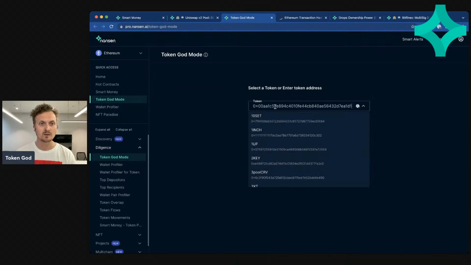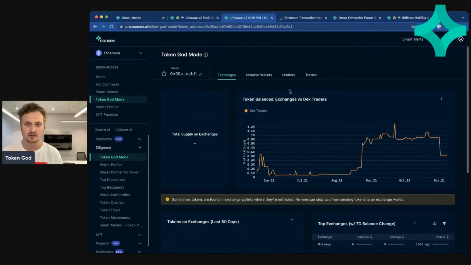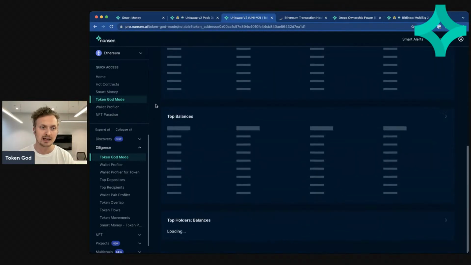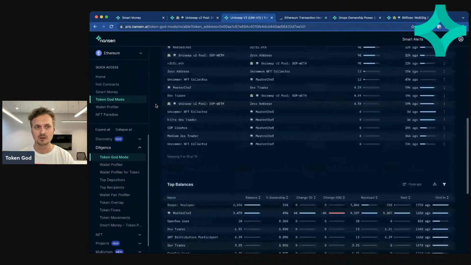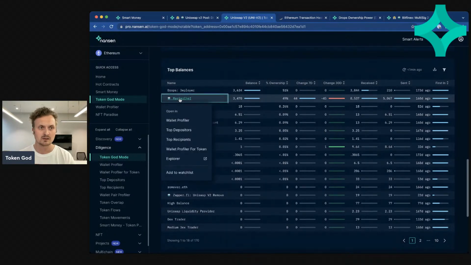This should hopefully show the MasterChef contract. Once again, do your own research. I know nothing about this project, but if I go to the top balances for this LP token, probably there's some MasterChef contract where people are putting these LP tokens in and getting yields. Indeed, here it is, the MasterChef token.